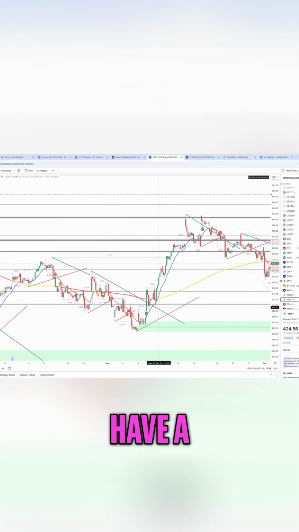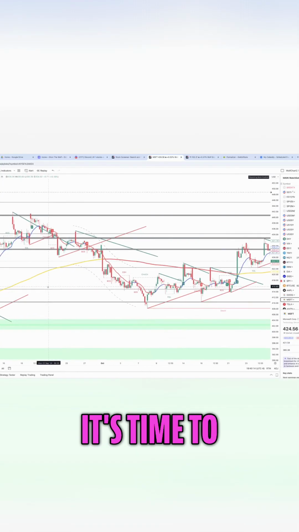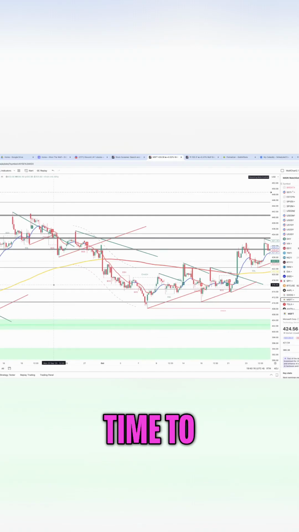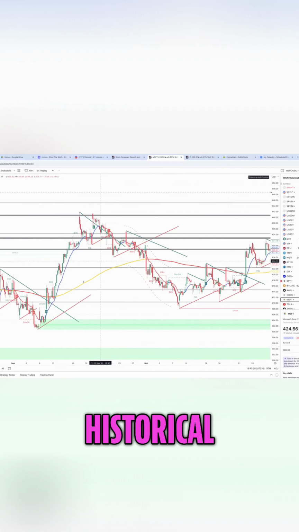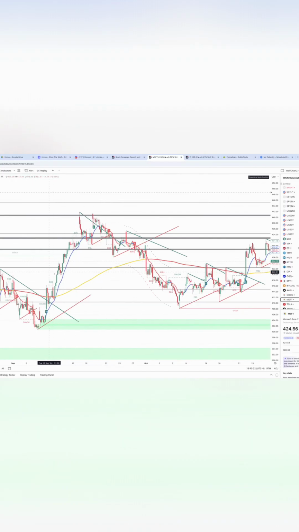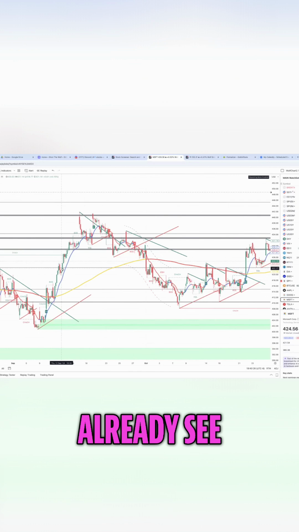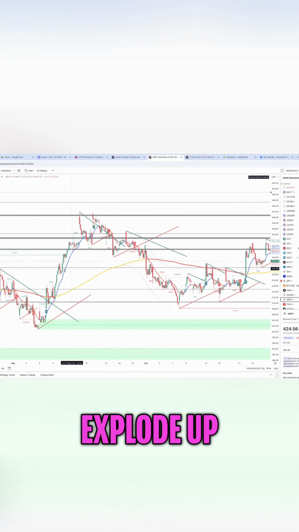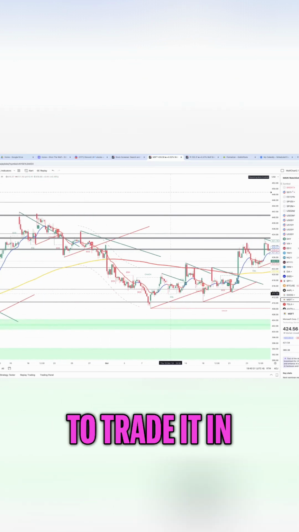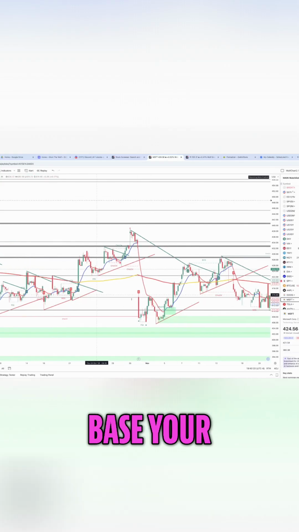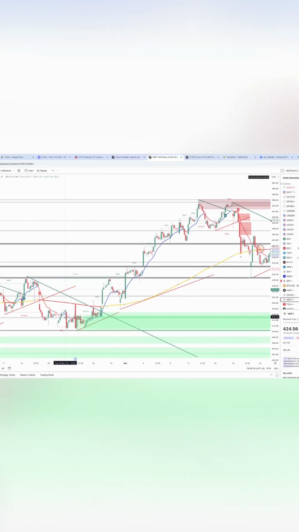So you could have a trade plan and know when it's time to go out of the money, when it's time to get contracts a lot closer to the money, by looking at your historical support and resistance lines, because Microsoft has traveled these roads before. So you can already see how far it can explode up, where's the best range to trade it in, and you can base your risk off of historical data, right?